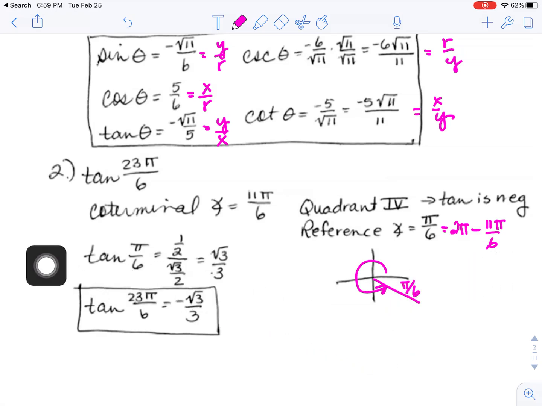Now, looking in the first quadrant at my reference angle, tangent of pi over 6, again, is y over x. At pi over 6 on my unit circle, I know that x is the square root of 3 over 2, y is 1/2, so it's 1/2 over the square root of 3 over 2, and then I simplify to get square root of 3 over 3. Now, since it's in the fourth quadrant, I know tangent's negative there, so tangent must be negative root 3 over 3. Very important to remember this process because we are going to continue to use that today.